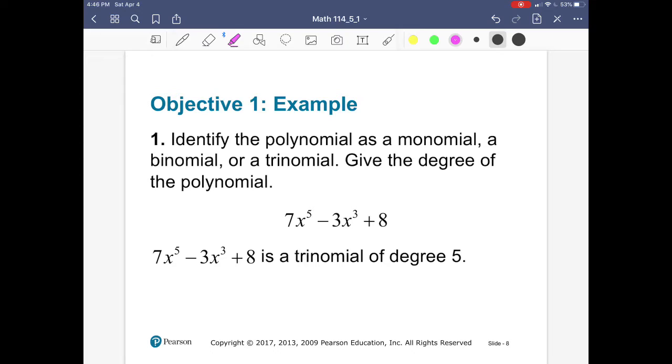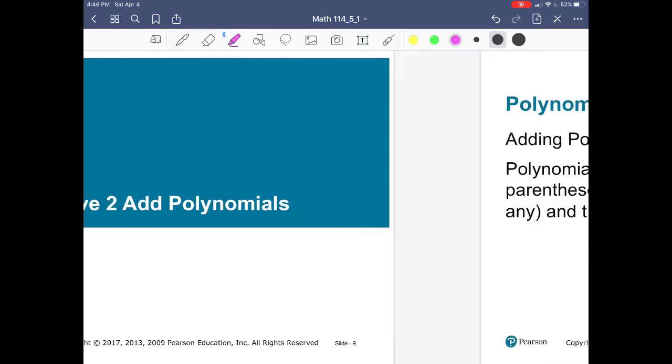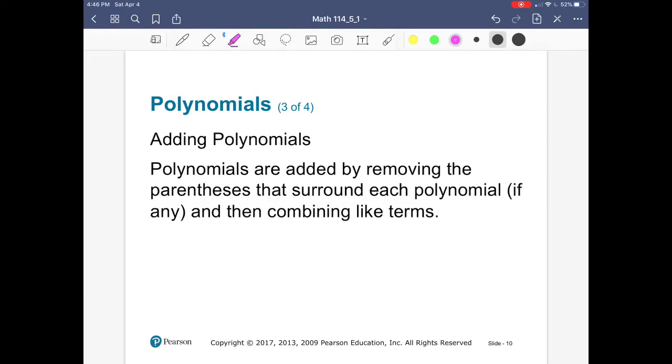Identify the polynomial as a monomial, binomial, or trinomial. Give the degree. So again, this has 3 terms, so this is a trinomial, and the highest degree is 5 because the highest power of the variables is 5.